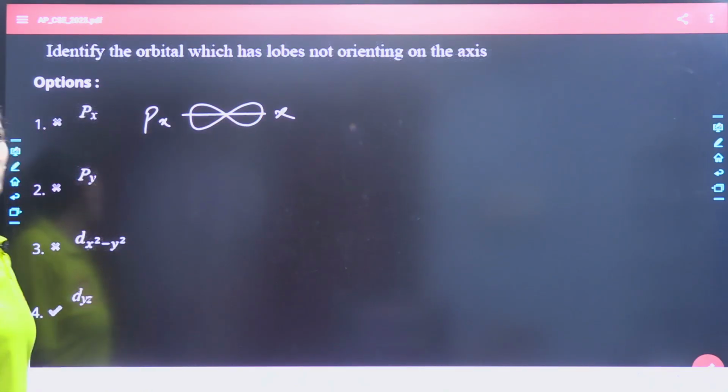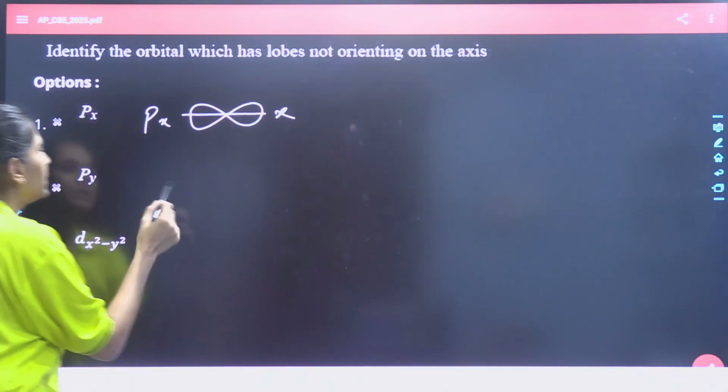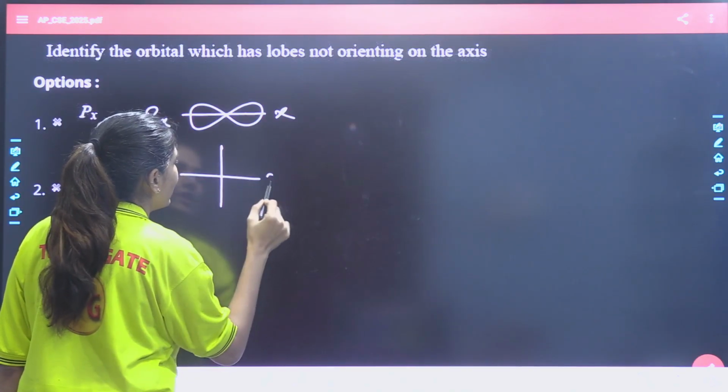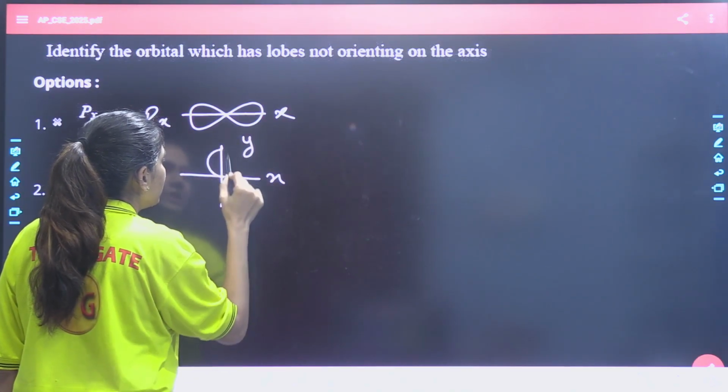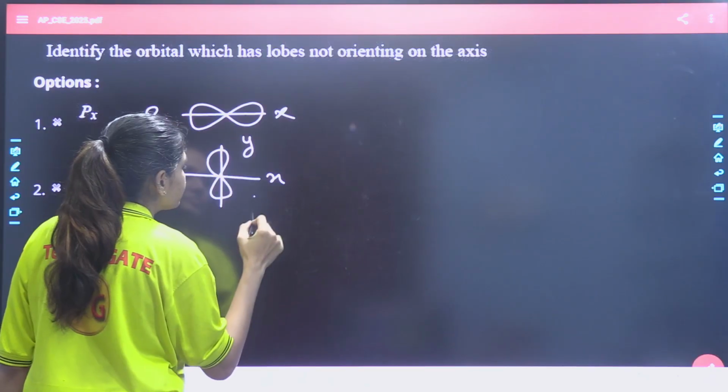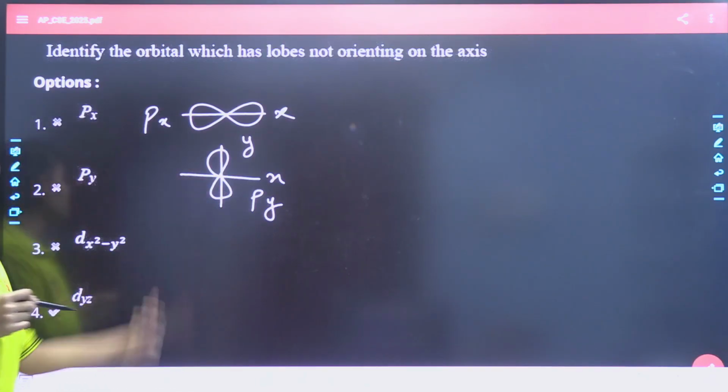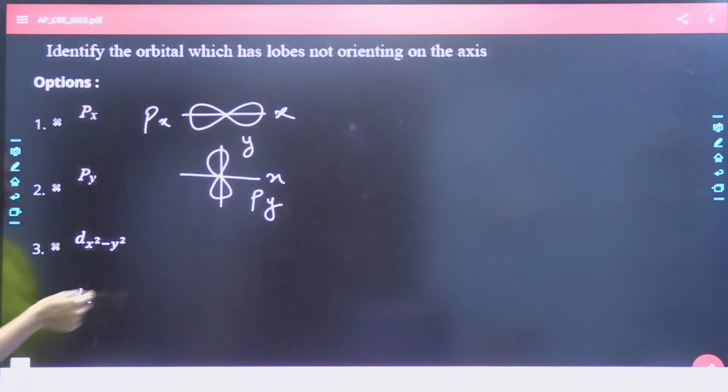So the lobes are what? Along the axis. Py, this is the x-axis, this is the y-axis. So in py also the lobes are what? Along the axis. So this is also not the correct answer.